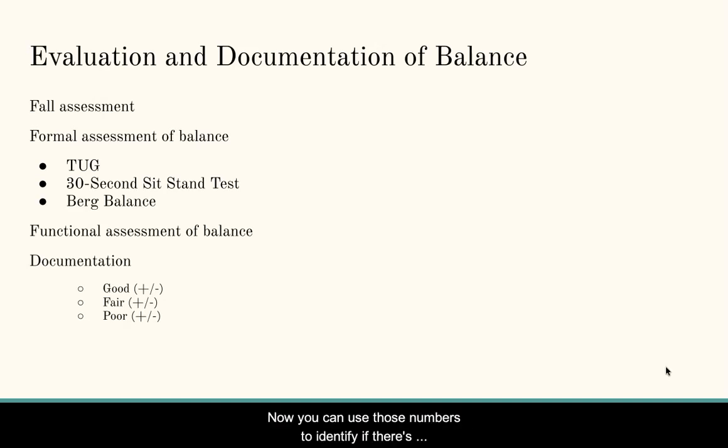Now you can use those numbers to identify if the client is at a fall risk, if there's an impairment in balance. You can use those numbers to track change and improvements, but also functionally, why do those numbers matter? And as you're documenting, you want to think about documenting, do they have good balance, fair balance, or poor balance? And balance is not just standing, it is also sitting. So when we talk about trunk control in just a minute, you also will be using good plus minus, fair plus minus, poor plus minus to document both standing balance and sitting balance.